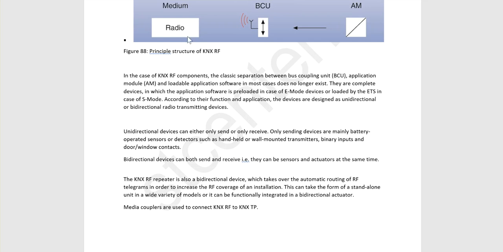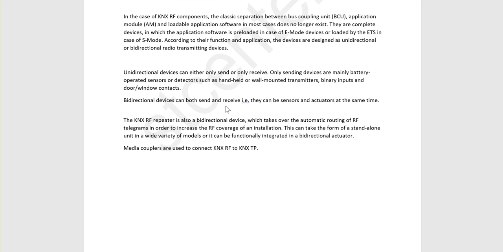Bidirectional devices can both send and receive. They can be sensor actuators at the same time. For sensor actuators, you can check Elsner Electronic or Teben from Germany for this product. The KNX RF repeater is also a bidirectional device which takes over the automatic routing of RF telegrams in order to increase the RF coverage of an installation. So remember that I already mentioned using a repeater. If you have a long distance or there are lots of disturbances in your building, this can take the form of a standalone unit in a wide variety of models, or it can be functionality integrated in bidirectional actuators.